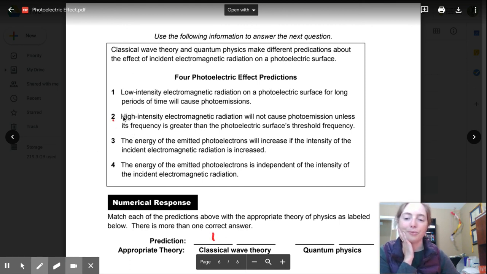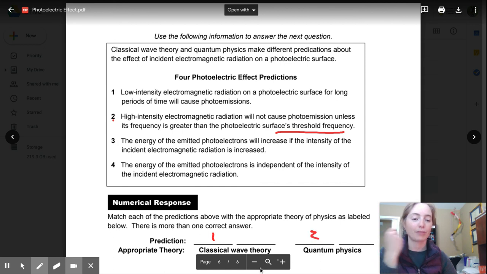Now, 2: high intensity electromagnetic radiation will not cause photoemission unless the frequency is greater than the photoelectric surface threshold frequency. Okay, that's exactly what we talked about. This is what we know happens, and that is why it supports our quantum physics model.